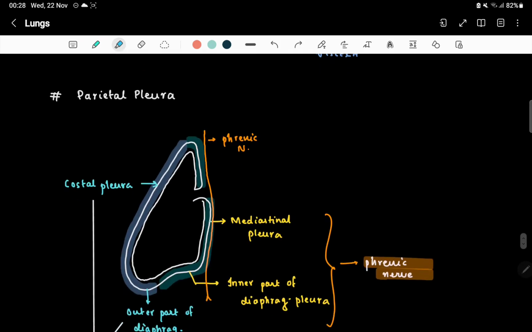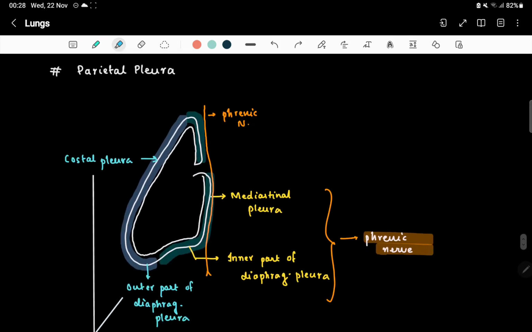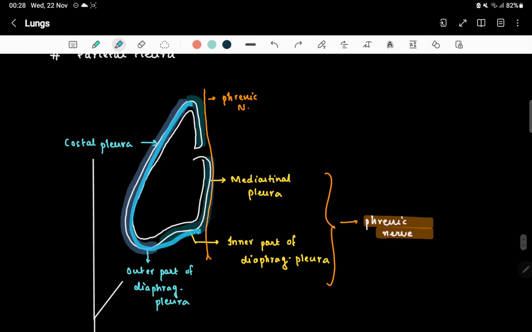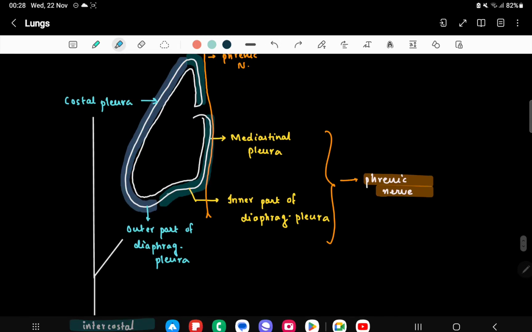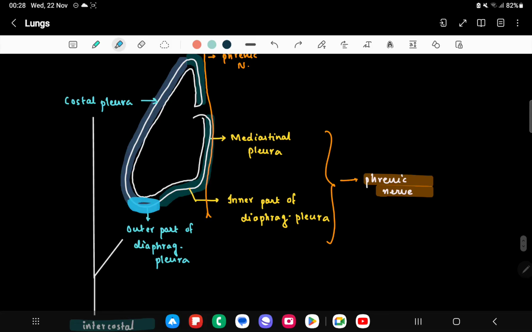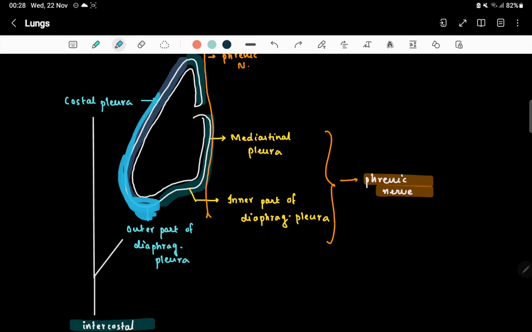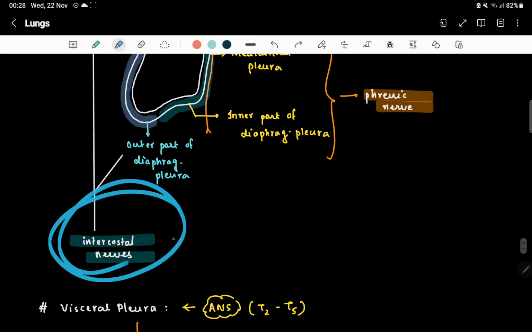Talking about the parietal pleura, how is it supplied? The costal pleura and the outer surface of the diaphragmatic pleura are supplied mainly by the intercostal nerves.